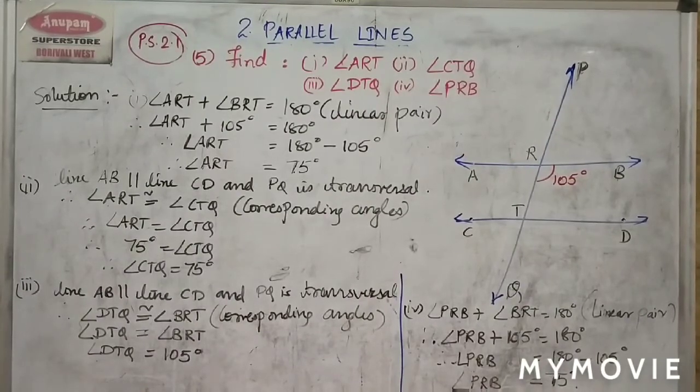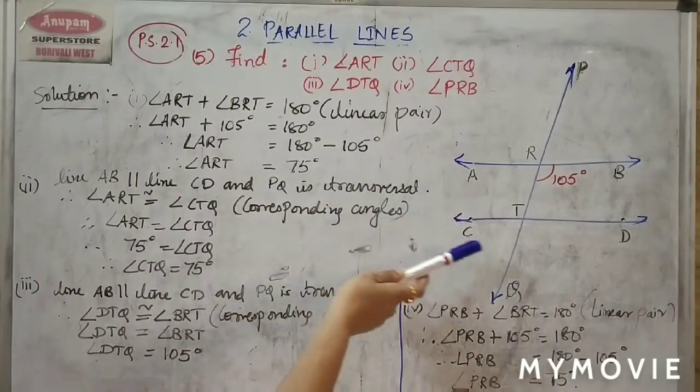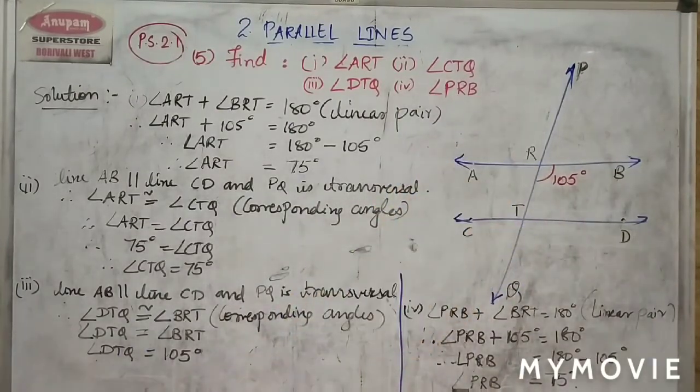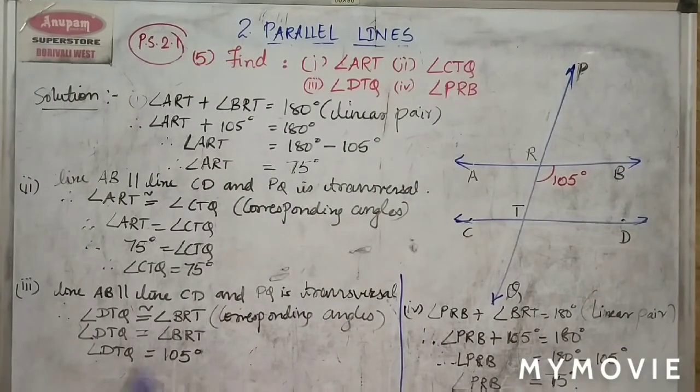In the last sum, we have to find out 4 angles. It's been given to you that line AB is parallel to line CD and PQ is the transversal. This is already given in the question. We have to find out the measure of the 4 angles. So how do I do this?